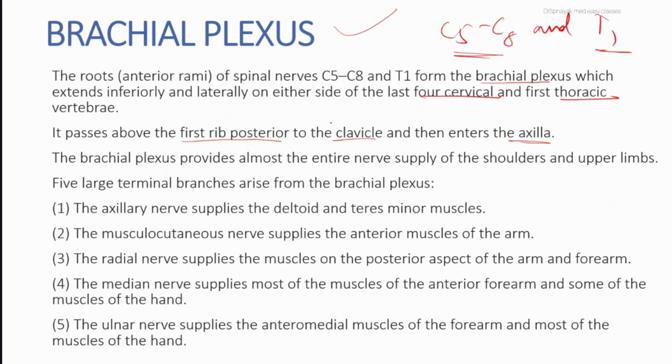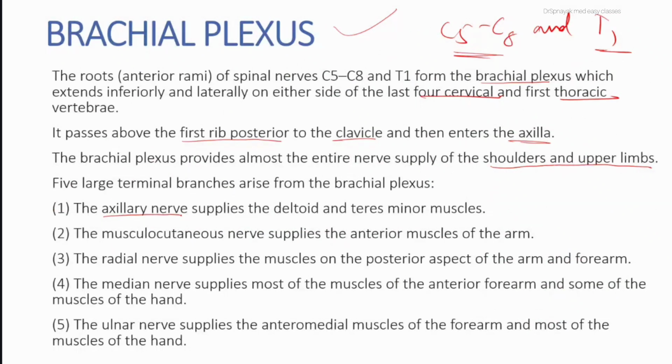Brachial plexus provides almost the entire nerve supply of the shoulder and upper limbs. The cervical plexus supplies the skin of the scalp and the skin of the face, etc. But the brachial plexus supplies mainly the shoulders and upper limbs. There are five large terminal branches that arise from the brachial plexus.